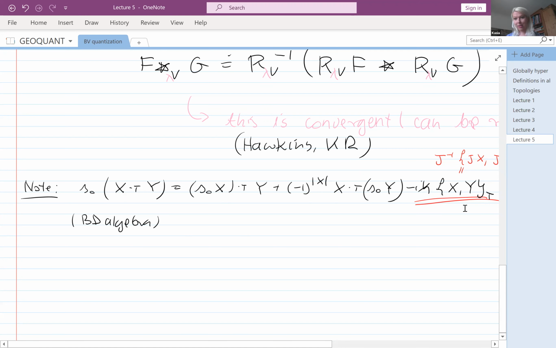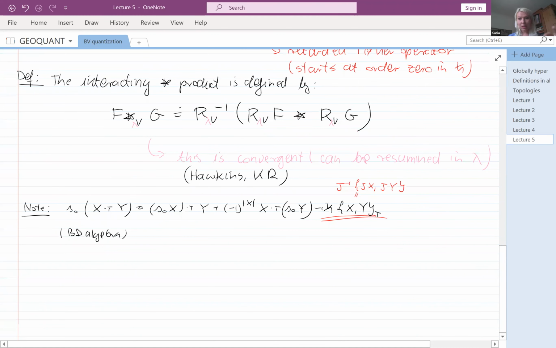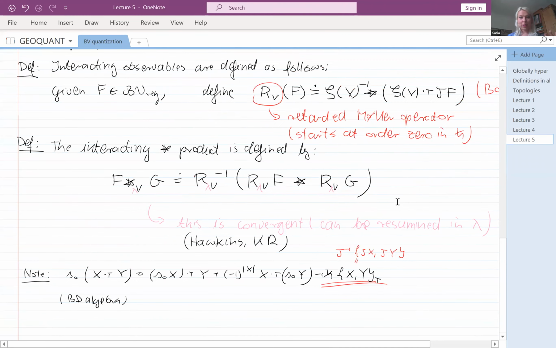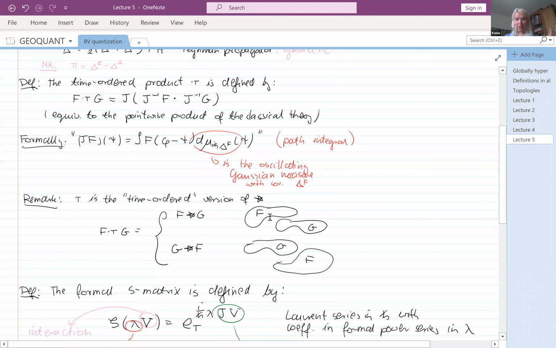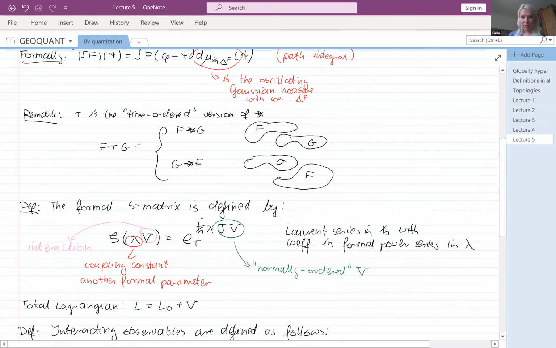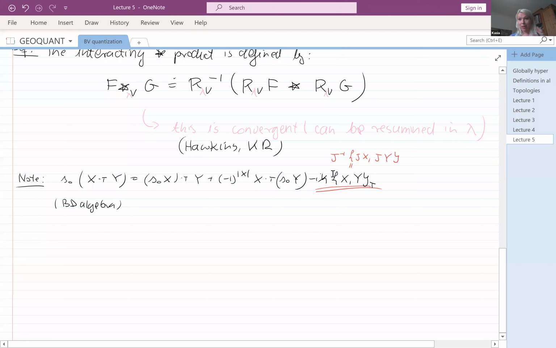Another fun fact: this bracket is local. If X and Y happen to have disjoint support, then it vanishes. So we have a derivation property for things with disjoint support, which makes a lot of sense, because we know that the star is a derivation. And if things have disjoint support, then star and T are obviously related. So it's only at overlapping supports that things can go wrong, and indeed this is quantified by the bracket.